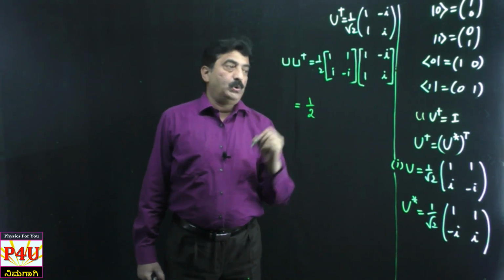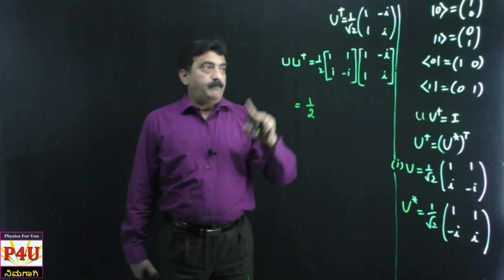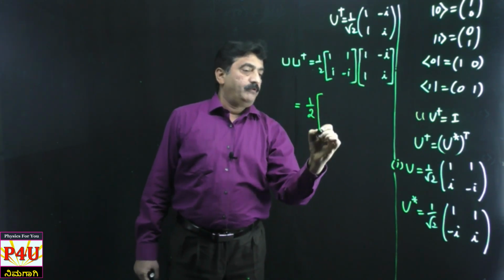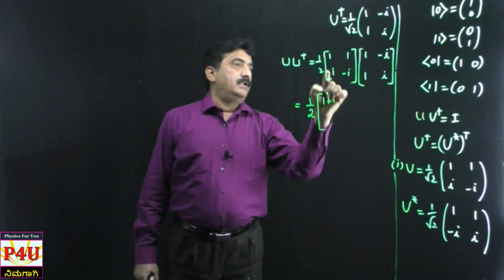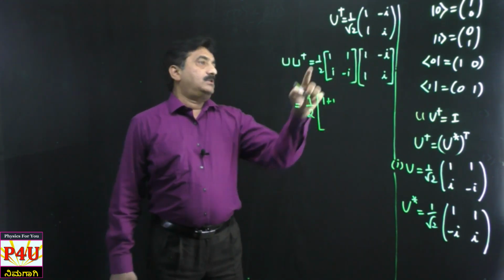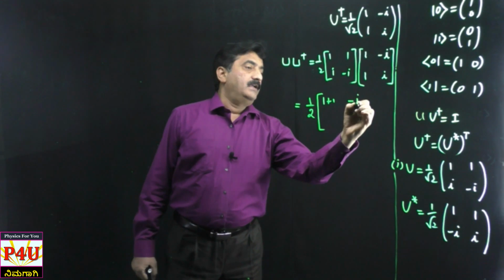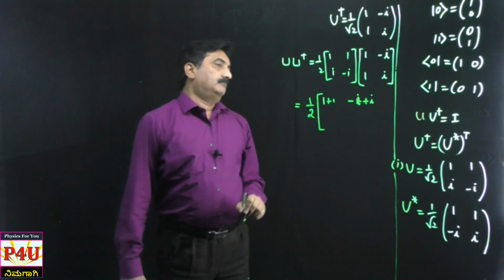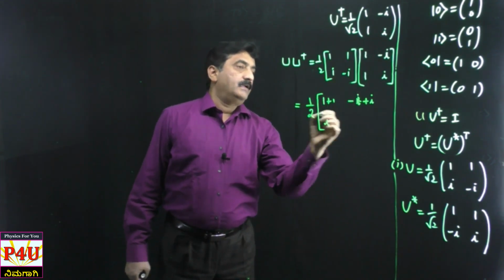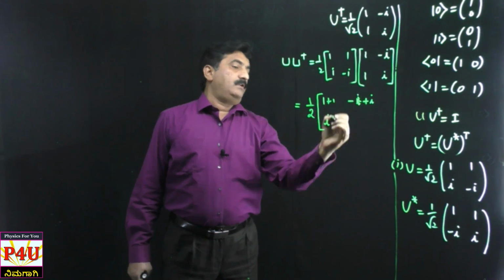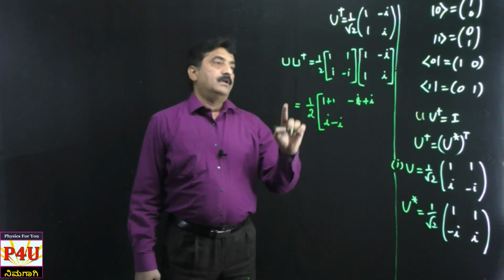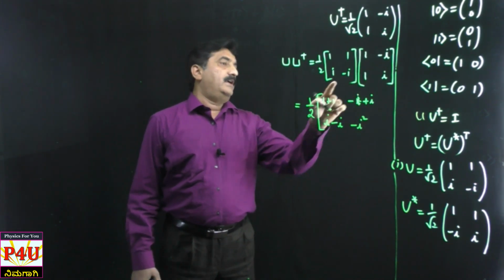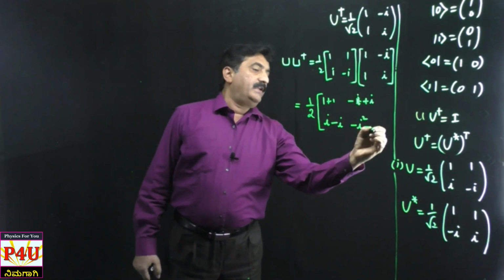That is equal to 1 by 2 into, well, you know how to multiply row into column, how to multiply the matrices. Row into column: 1 into 1, 1, plus 1 into 1, so 1 into 1 plus 1 into 1. Next, 1 into minus i, plus 1 into i. Next, i into 1, i, and minus i into 1, minus i. Are you following? Next, i into minus i, square, and minus i into i, again minus i square.